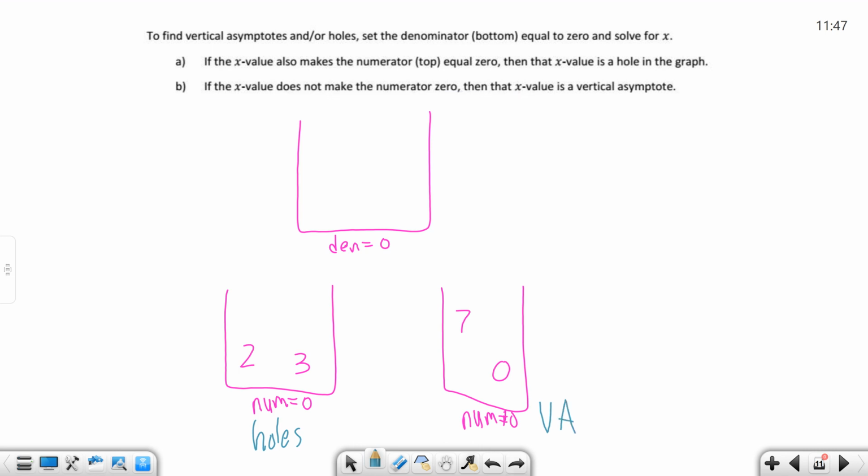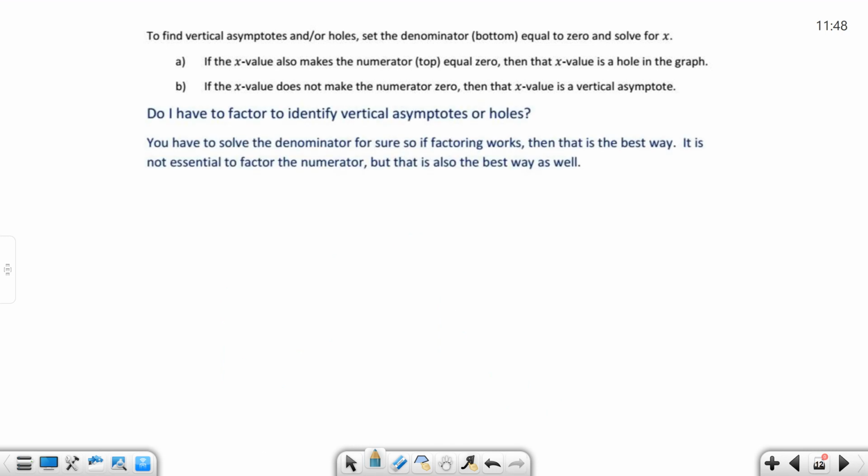Okay? So that's my visual there, my little analogy on how I distinguish between a hole and a vertical asymptote. But if something makes the denominator zero, it must be either a hole or a vertical asymptote. And the way I determine which one is which is the numerator being zero or not. Okay? So let's get rid of my analogy.